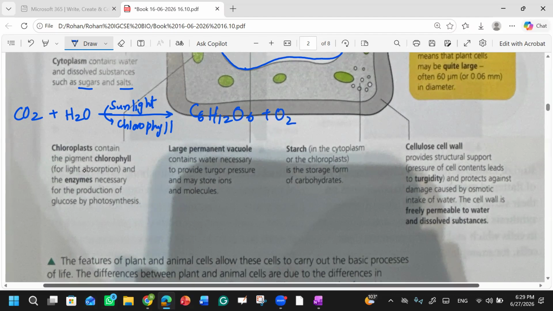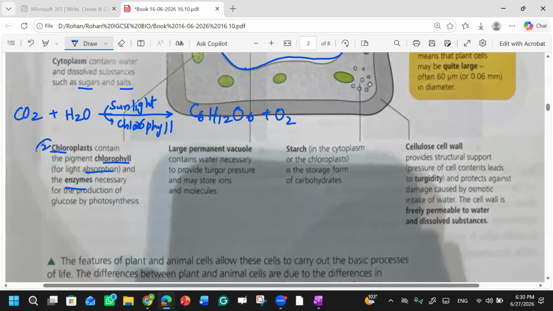Okay, chloroplasts contain the pigment chlorophyll for light absorption. The function of chlorophyll is to absorb light. Without chlorophyll, a plant is not able to absorb sunlight. This is a very important concept. And also, they have mentioned that this chloroplast has enzymes as well.